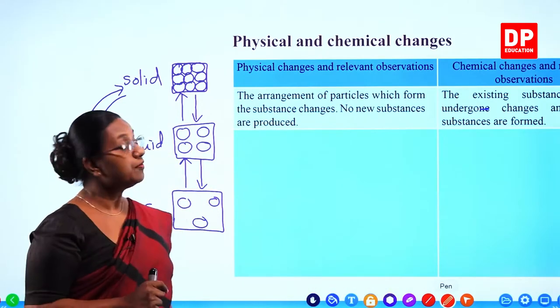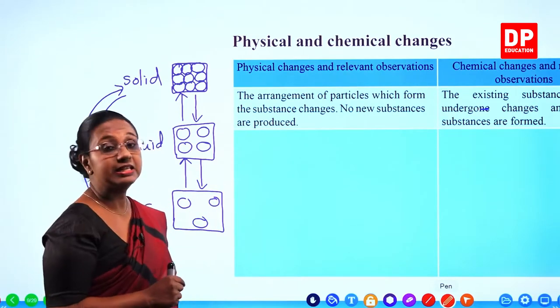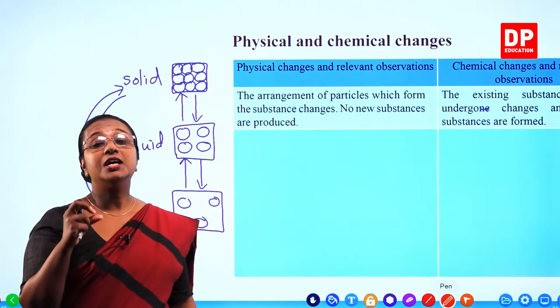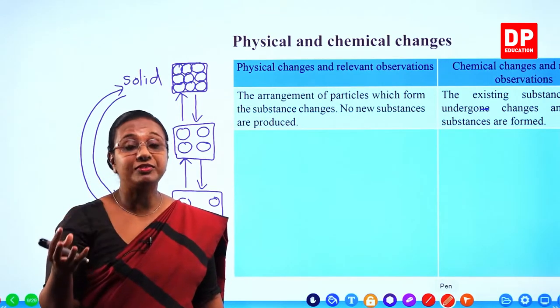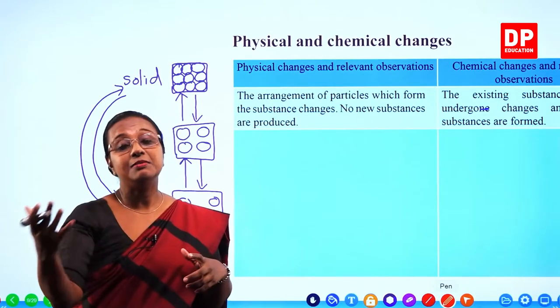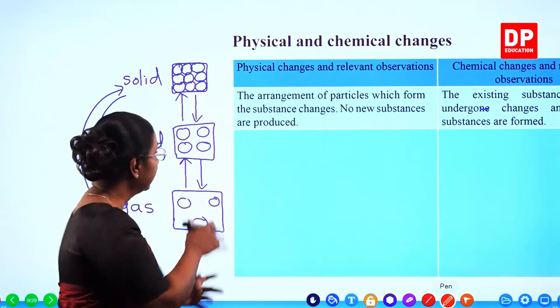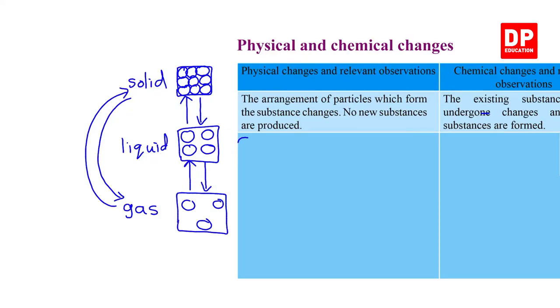First, examples of relevant observations for physical changes. When you crush a lump of clay, what happens? Initially you have the solid clay, then it becomes powder. So crushing a lump of clay, or stone, is one example. There the solid becomes powder.